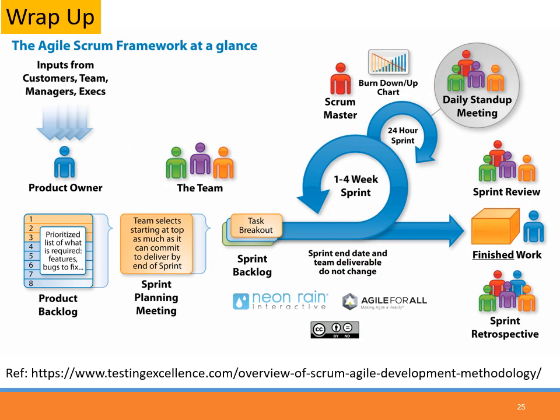Okay, let me wrap up the Agile Scrum Framework. Remember, we have three important roles: product owner, Scrum Master, and the Scrum team, the development team. These are the three roles involved in a Scrum approach.